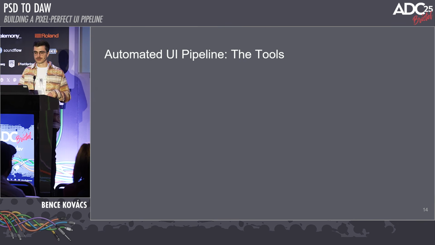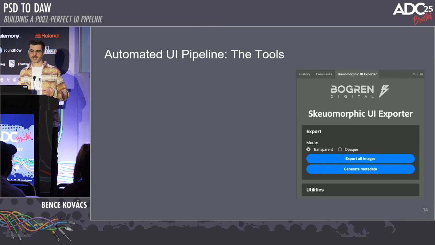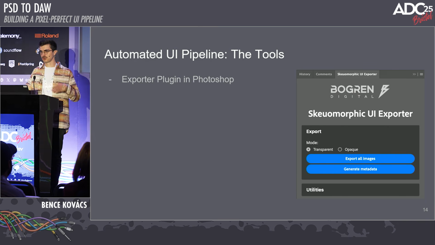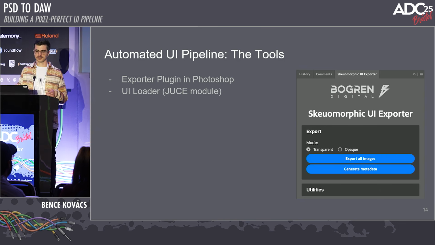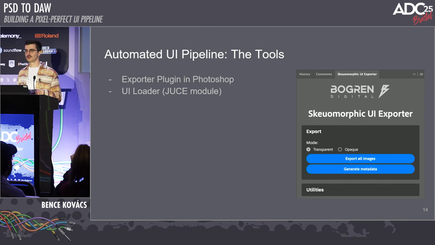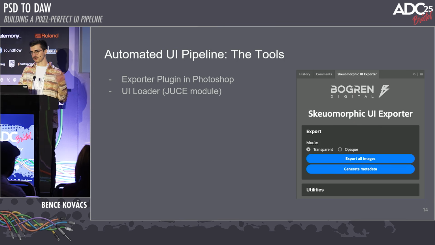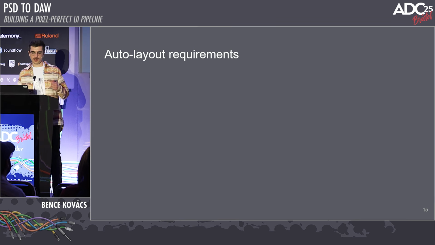But let's start focusing on the automated UI pipeline that we are using nowadays. For that, we have developed a Photoshop plugin that can export all the images that we have, as well as a JUCE user module for loading stuff dynamically. So these things are already live and publicly available if you check out the repository that I will share with you later.